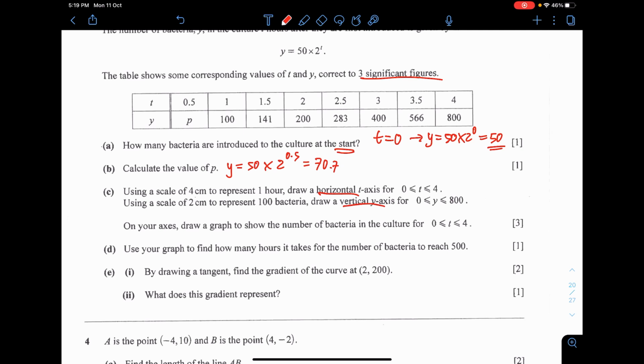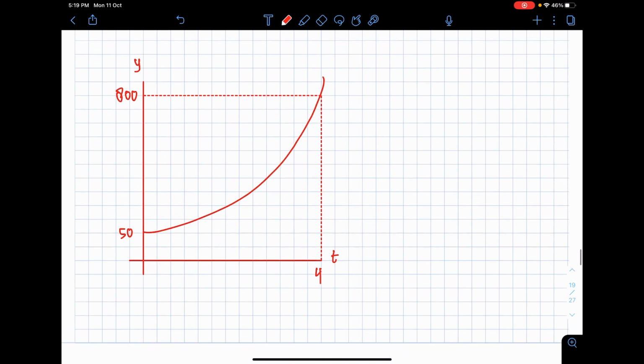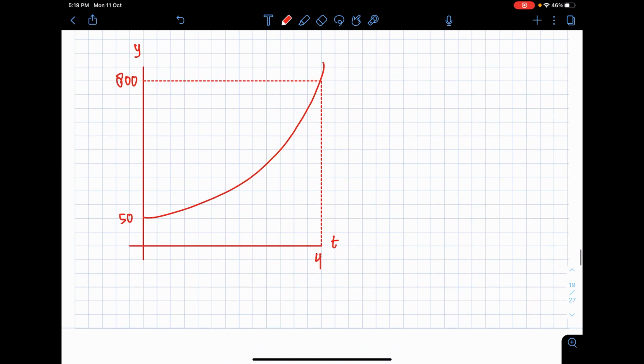Anyway, part D. Use your graph to find out how many hours it takes for the number to reach 500. Quite simple. For this question, after you graph very nicely, you just need to locate the 500 here. Then pull a straight line connecting to the curve, and then pull it down to the horizontal, to find the exact coordinate of where it is landing. I'm just estimating here.